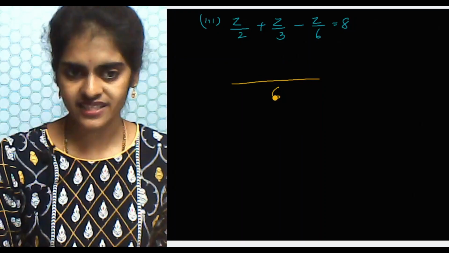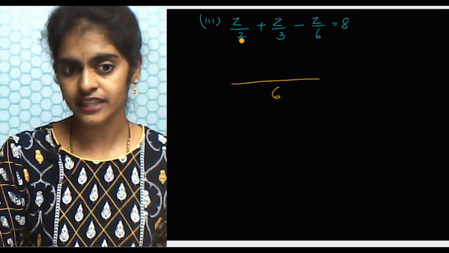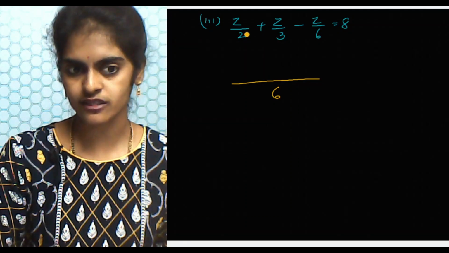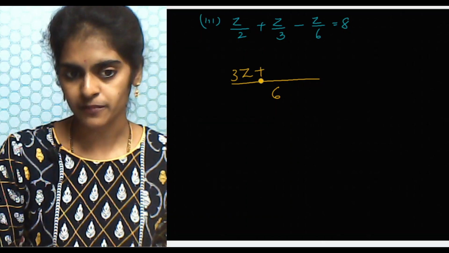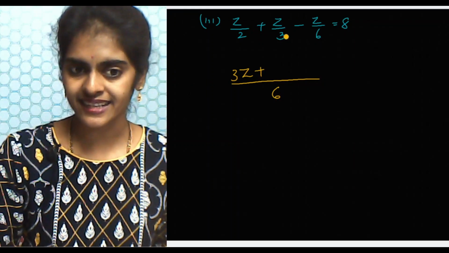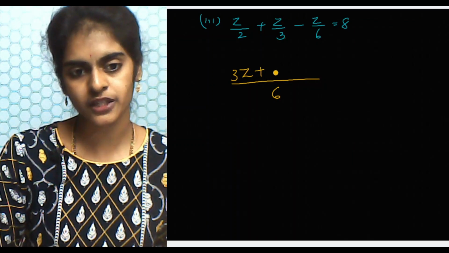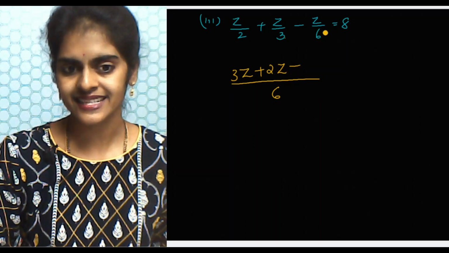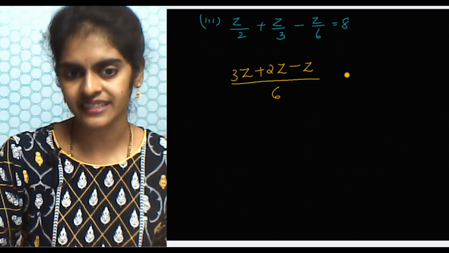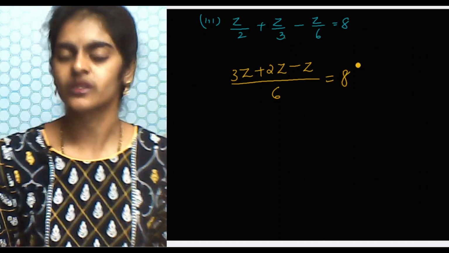So now just see, 2 3s are 6, isn't it? Here you have 2 in the denominator. 2 3s are 6, so the numerator also will multiply by 3. So this becomes 3z. You have plus, right, plus. Now say 6 and 3. So 3 2s are 6, so the numerator also will multiply by 2. Minus you have, right, minus. 6 and 6 both are the same, so the numerator you can directly write as z is equal to 8.